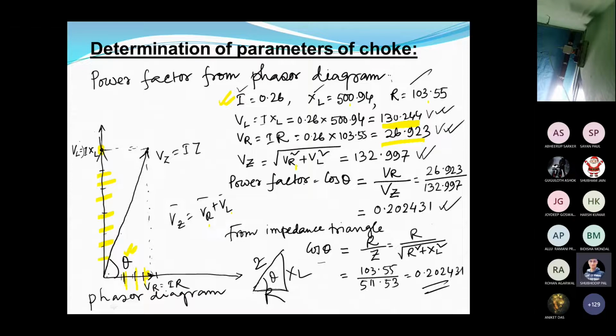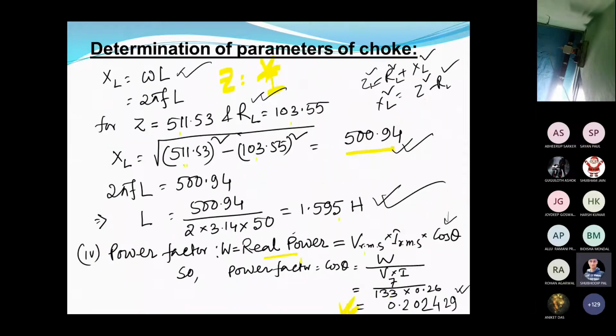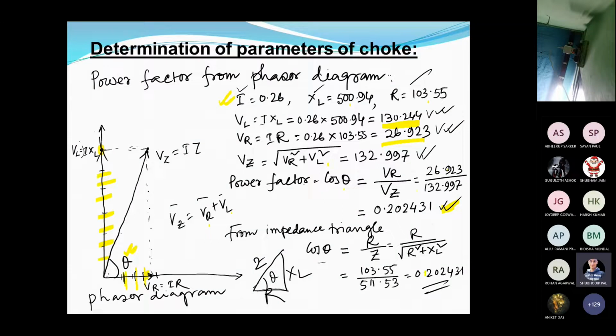Now you calculate the power factor, cos theta equal to, as I told you, VR by VZ. VR is equal to how much? 26, and VZ is this. So you calculate the value again and you get the power factor. Now look at this power factor and the calculated power factor; they are almost the same, right? Here it is 0.202, and there it is 0.202. In the fourth decimal we are finding some difference.